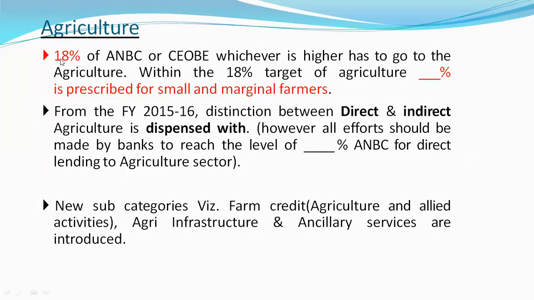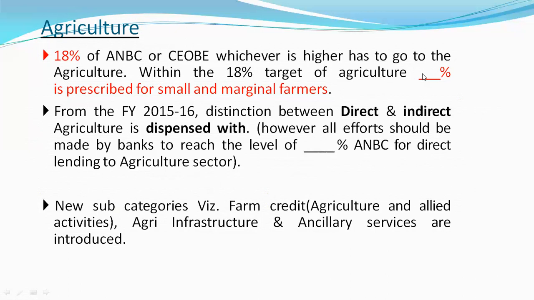Next question is 18% of ANBC or CEOB, whichever is higher, has to go to agriculture. Okay, this everybody knows. Within the 18% target of agriculture, dash percent is prescribed for small and marginal farmers. So friends, you have to tell how many percent is prescribed for small and marginal farmers. Okay, and here from the year 2015-16 distinction between direct and indirect agriculture is dispensed with. So however, all efforts should be made by banks to reach the level of dash percent of ANBC for direct lending to agriculture sector. So friends, you have to tell what percent of ANBC should be direct lending to agriculture sector. Okay, 2 points are there.